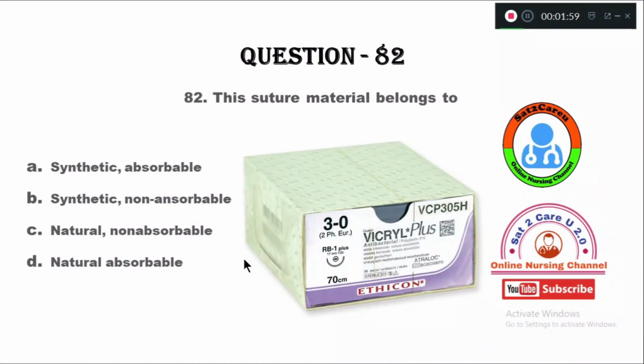Question number 82. This suture material belongs to which category? So it is here Vicryl 3.0. Vicryl material belongs to option A, synthetic absorbable, B, synthetic non-absorbable, option C, natural non-absorbable, option D, natural absorbable. So this suture material belongs to option A, synthetic absorbable.